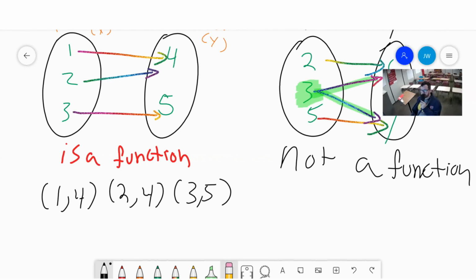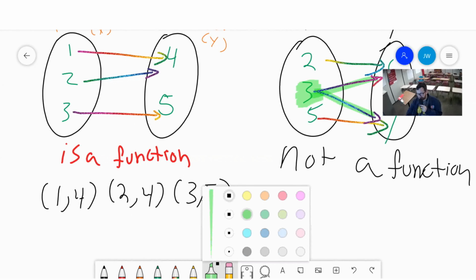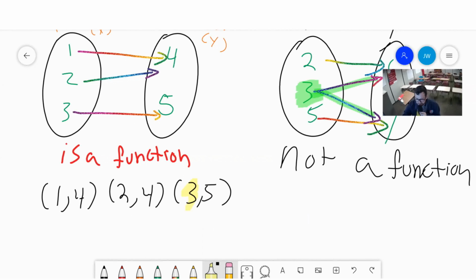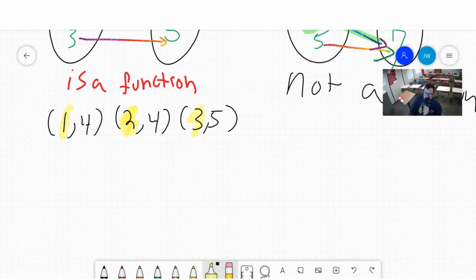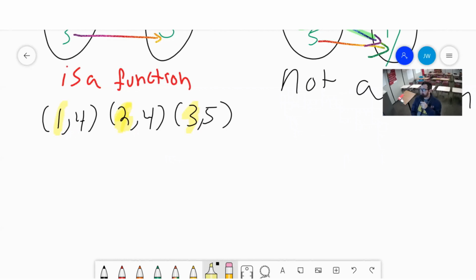This is a function still. And I can tell that very quickly because there are no repeating x values. It's a very easy way to just look at it and determine is or is not a function. If all I could see were these points, I'd say yes, this is a function because there's no repeated x values.